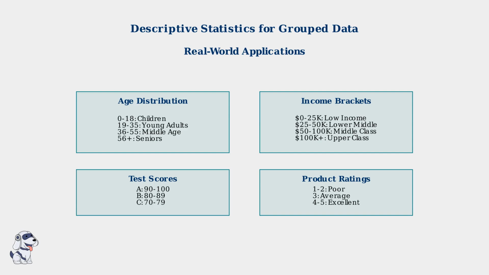These examples show how grouping transforms complex data into actionable insights that drive decision-making across various fields. Understanding descriptive statistics for grouped data is essential for anyone working with large data sets. It provides the foundation for more advanced statistical analysis and helps us make sense of the world through data-driven insights.